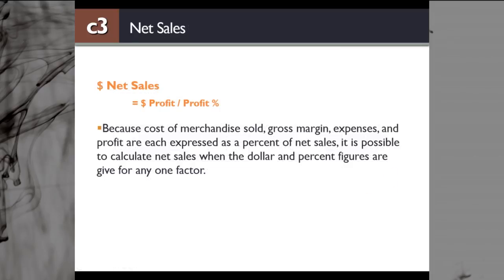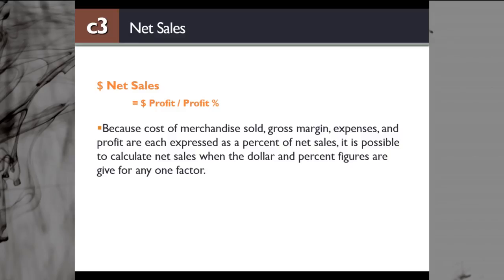And the last but not least, let's talk more about the net sales. So of course you have to make sales, then you can think about the profit and so on. And another formula that I'm gonna show you today is gonna be net sales dollar. So dollar net sale is gonna be dollar profit divided by profit percent. Because cost of merchandise sold, gross margin, expenses, and profit are each expressed as a percent of the net sale, it is possible to calculate net sales when the dollar and percent figure are given for any one factor.